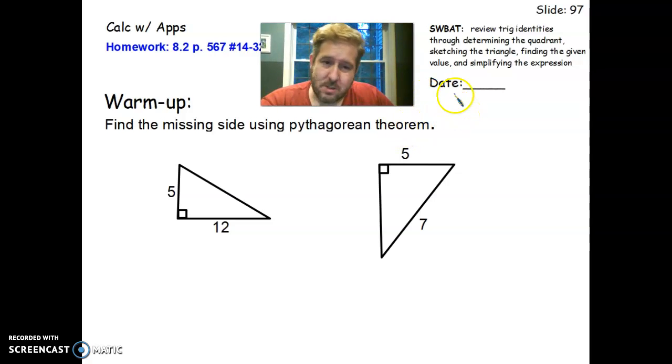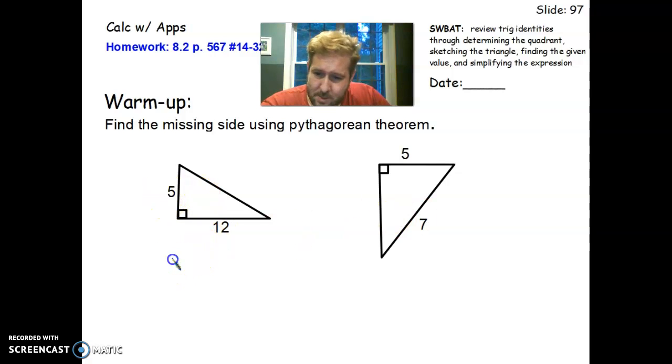This is Unit 0, Day 11, and we're going to be getting into some basics of trig, talking about the unit circle, and talking about when it's positive or negative, the three main trig functions. Starting off with a warm-up here about using the Pythagorean theorem. I'm not going to do both of these, to save a little bit of time.